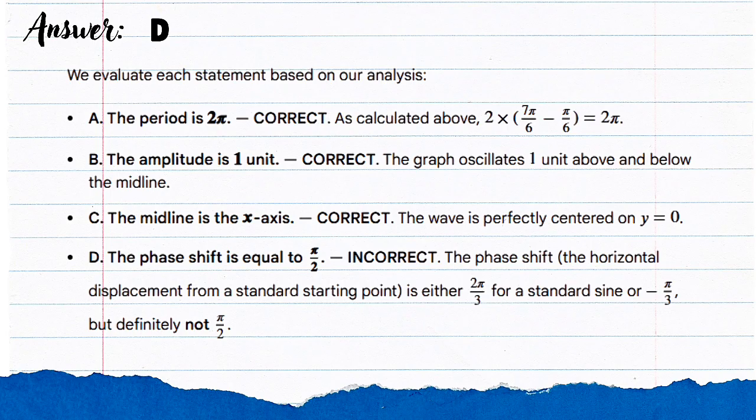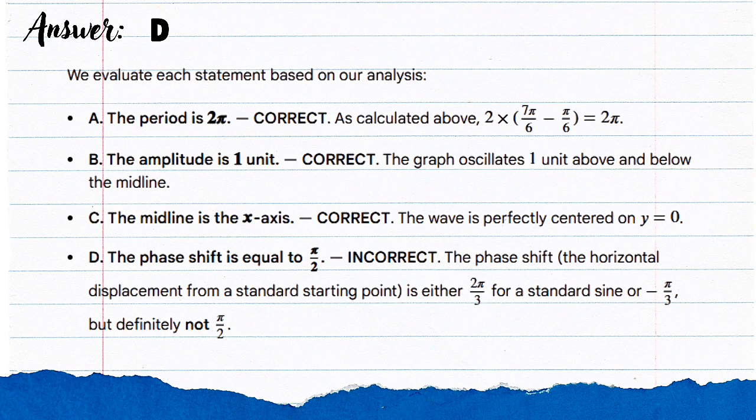Let's evaluate each statement based on our analysis. For letter A, the period is 2 pi. This is correct, as calculated above, which is 2 times 7 pi over 6 minus pi over 6, which equals 2 pi. For letter B, the amplitude is 1 unit. This is also correct. As you can see in the graph, it oscillates 1 unit above and below the midline. For letter C, the midline is the x-axis. This is correct. The wave is perfectly centered on y equals 0.